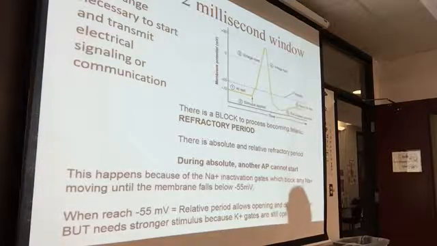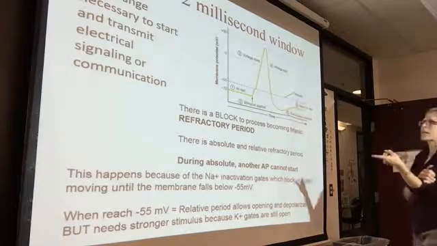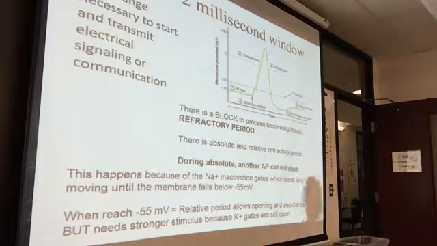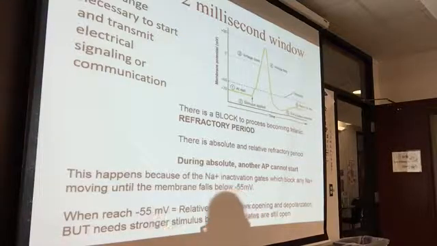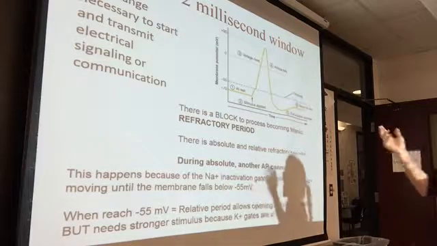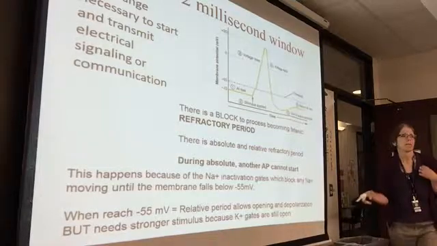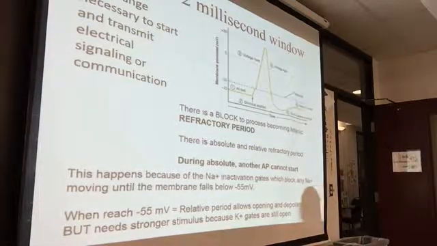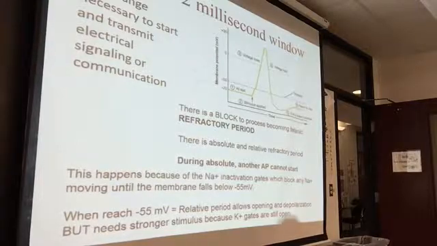Just you can't. And then relative is that the sodium gates would open, but really what's happening is the potassium ones haven't closed yet, so you're kind of fighting, right? All this potassium leaving with all the sodium entering. So it's very hard to reach threshold in that circumstance, right? Because the potassium gates are still open during the relative. But in the absolute, it's simply because you can't, right?